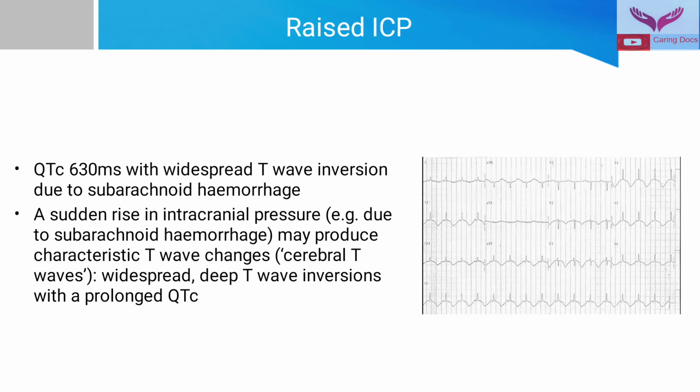This is the ECG of a patient with raised intracranial pressure. Here the QTc is 630 milliseconds with widespread T wave inversion due to subarachnoid hemorrhage. A sudden rise in intracranial pressure, due to subarachnoid hemorrhage, may produce characteristic T wave changes, that is cerebral T waves, which are widespread deep T wave inversion with prolonged QTc.